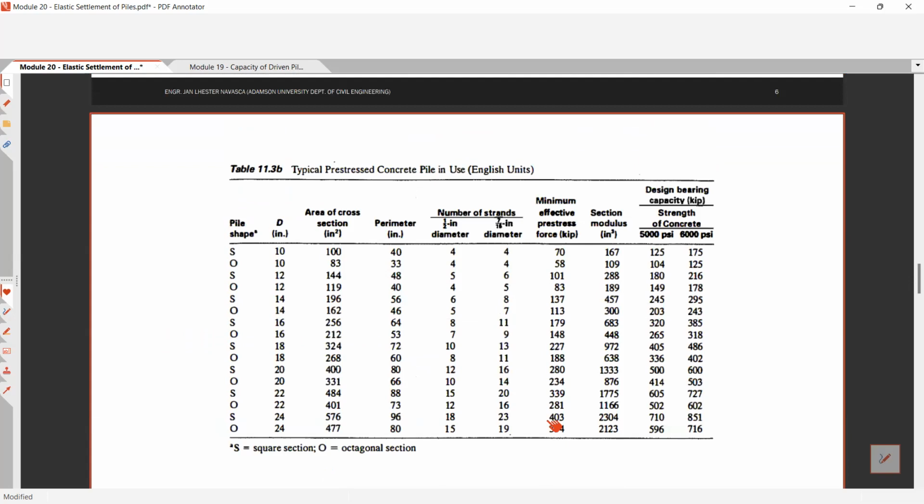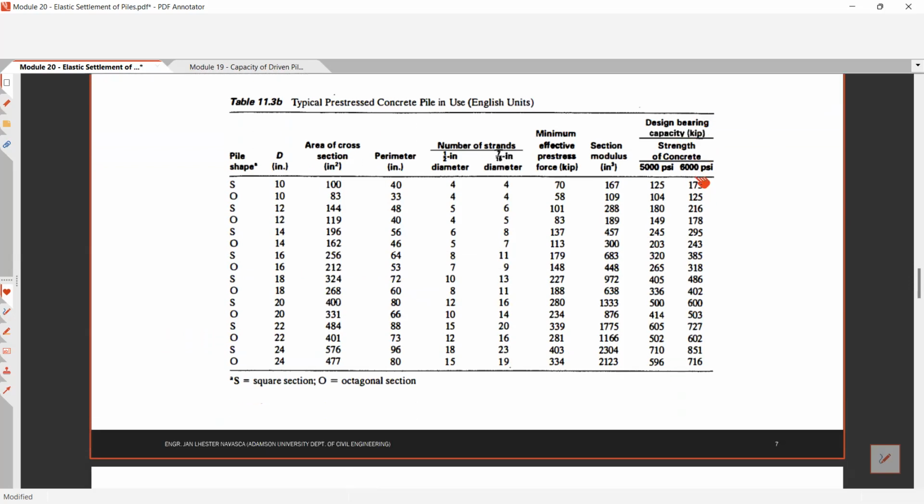So ito, mga values na to, magagamit natin to for the design bearing capacity. Kapag hindi pa given yung design bearing capacity, we can assume yung bearing capacity.